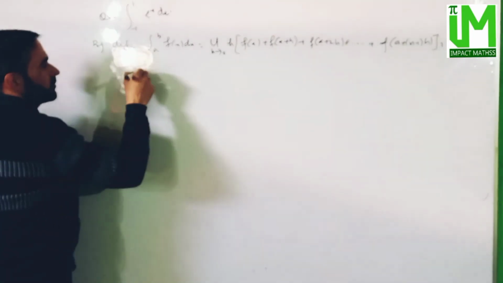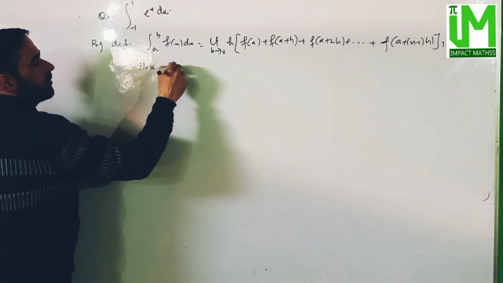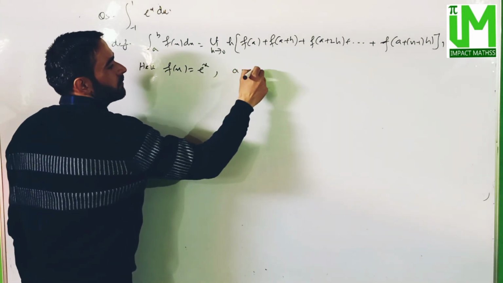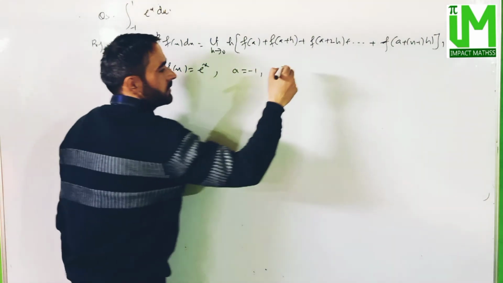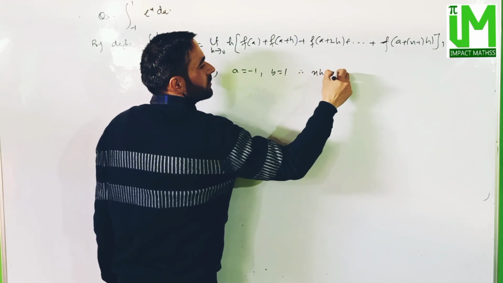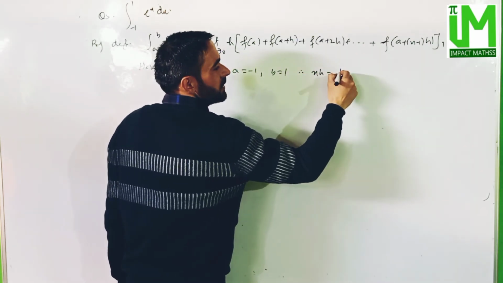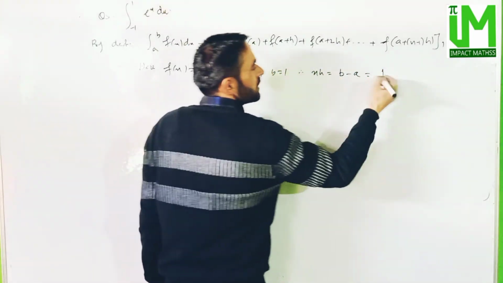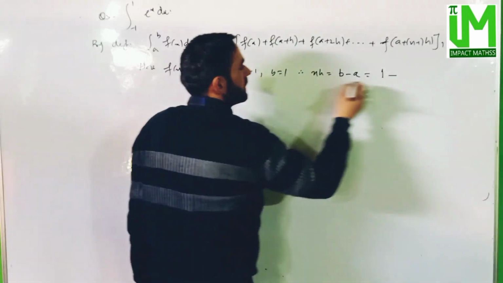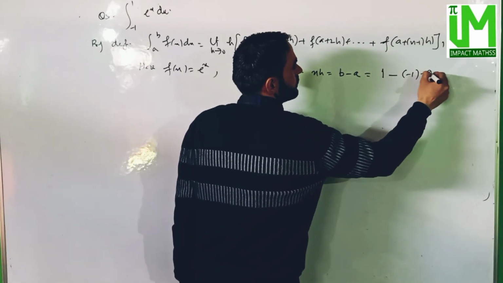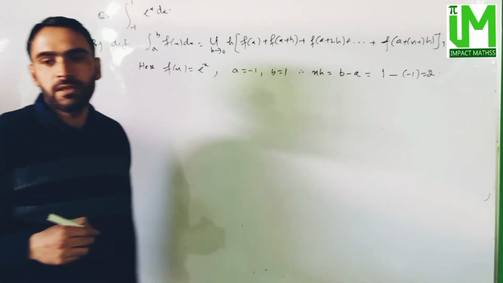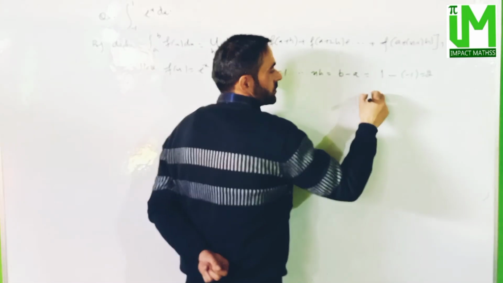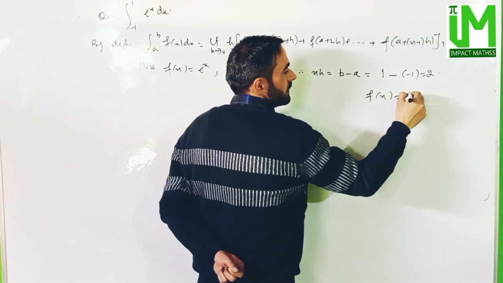ठीक है, nh is equal to b minus a, so we can write here f of x is equal to e raised to power x, a is equal to minus 1, b is equal to 1, ठीक है, so therefore nh is equal to b minus a, that will be b value 1, b minus a, so 1 minus minus 1. ठीक है. So that means b minus a is equal to 2. So which is f of x? f of x is equal to e to the power x.